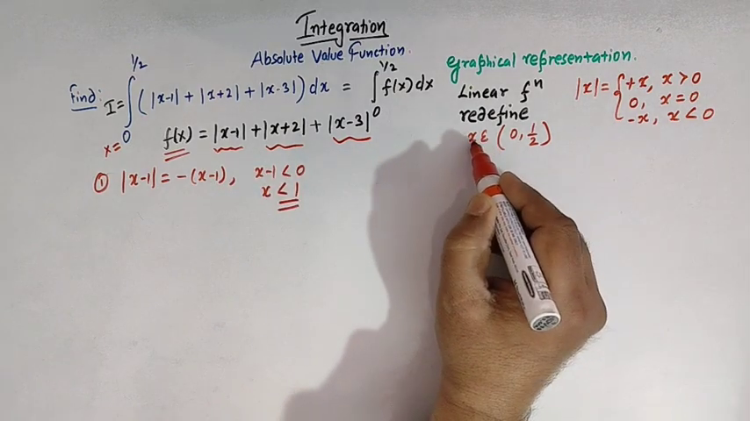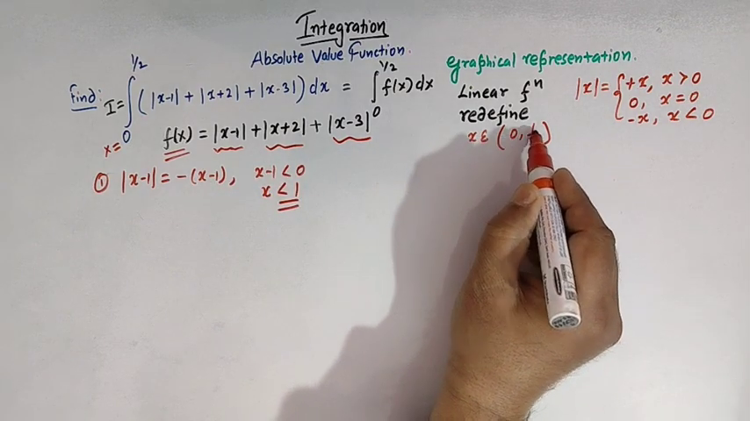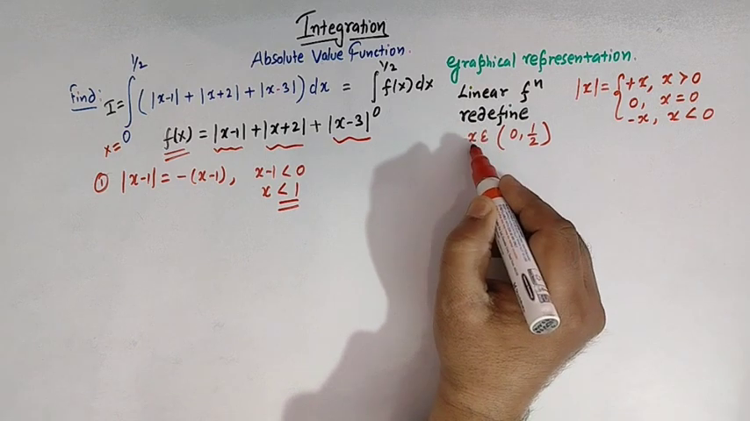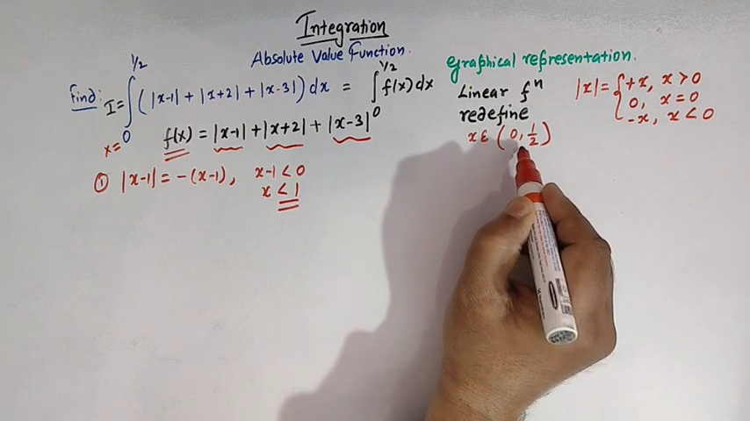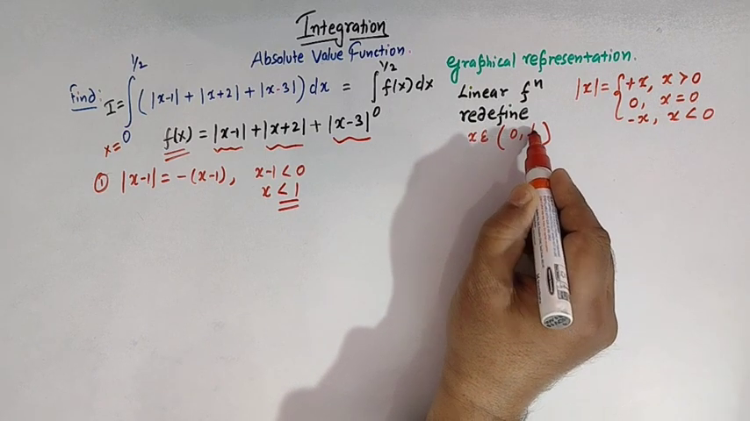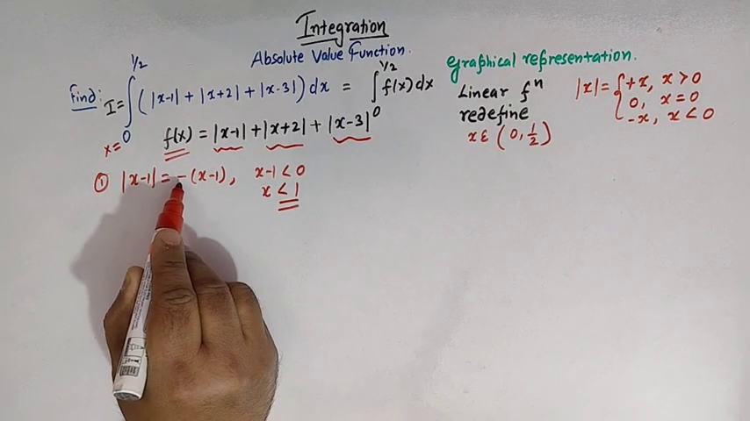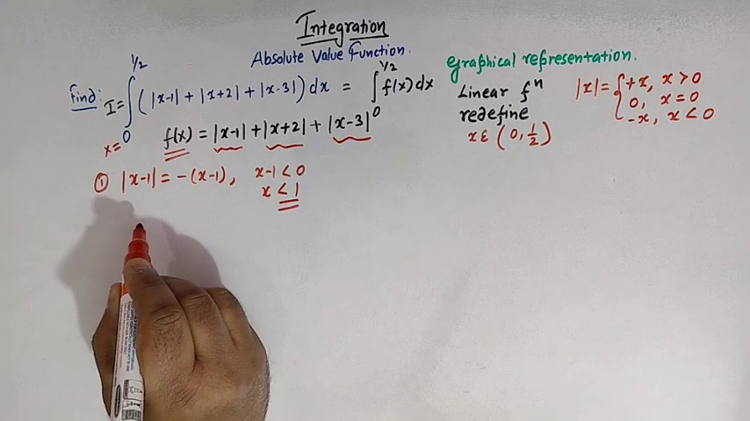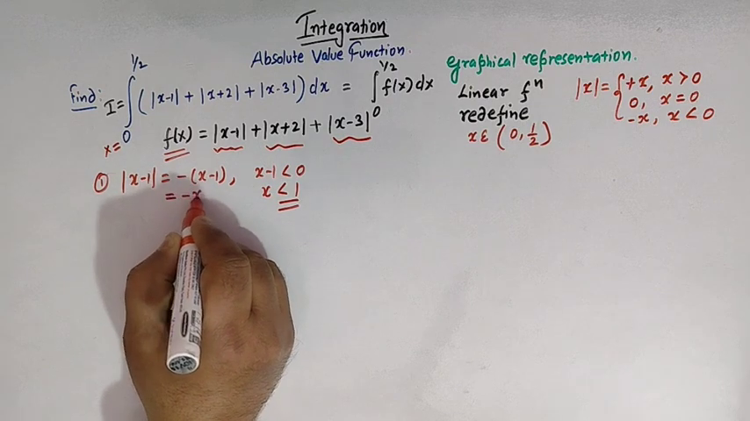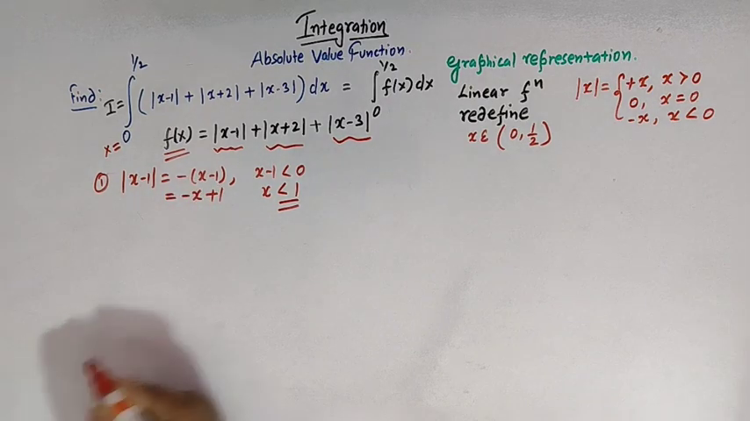And see, here we have x belonging to 0 to half. So all the values of x which belongs to this interval, that is 0 to half, mod of x minus 1 must be equal to negative of x minus 1, right? So we can now write minus x plus 1, right?